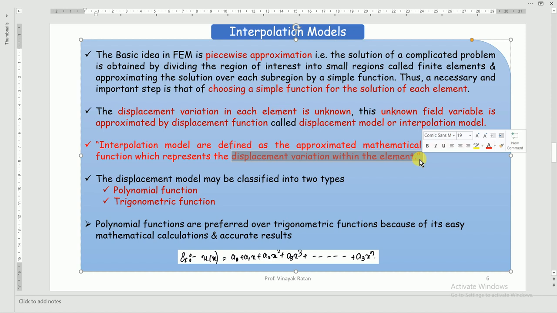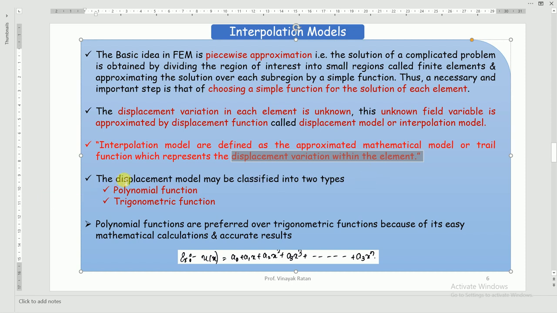We will draw the displacement variation for 1D, 2D and 3D elements. We'll derive it, and once we derive it, we'll substitute the values of some function, then we'll see how the variation is for 1D, 2D and 3D. Linear variation, not quadratic variation. We are only concentrating on simple elements.